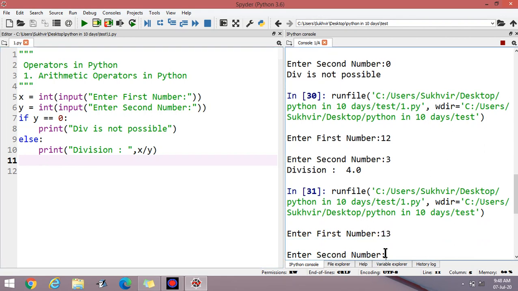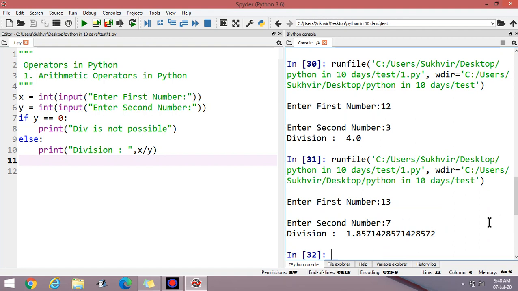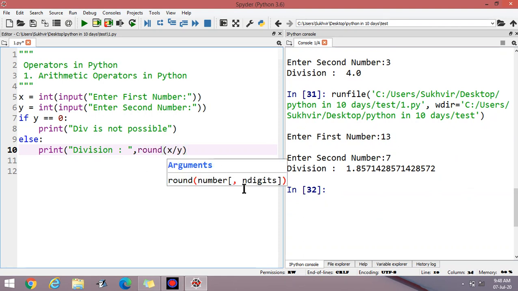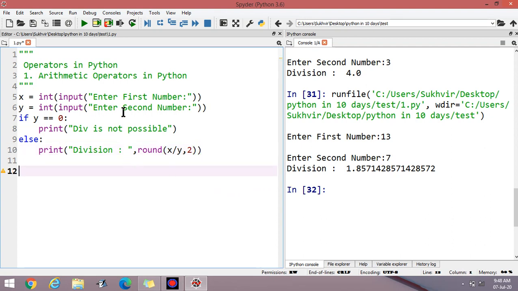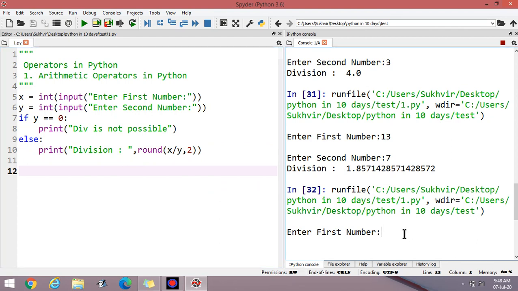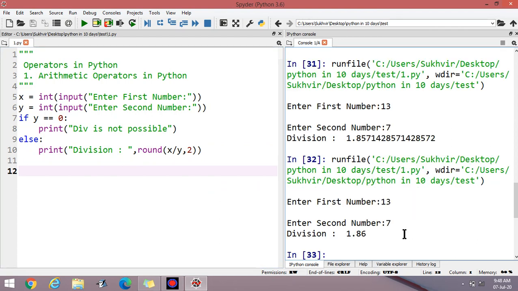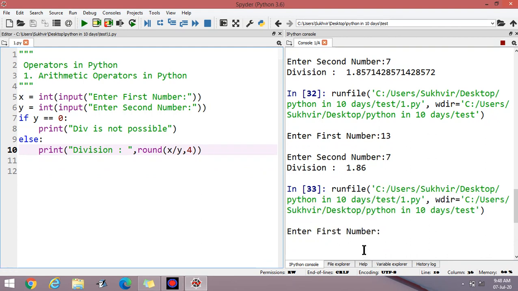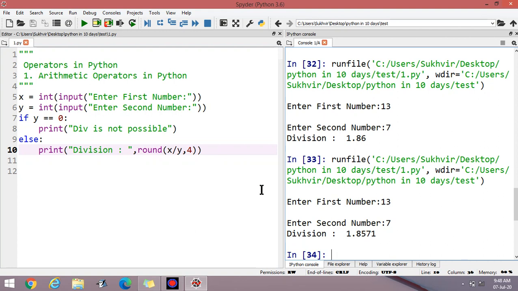First value is 13 and second is 7. You can print the decimal value 1.857 and so on. You can control these decimals also by writing round here, then place a comma to round off up to 2 places of decimal. 13 and 7. It means you can print the data up to 2 places of decimal or as per your requirement. If I write here 4, then I can print the data up to 4 points of decimal.